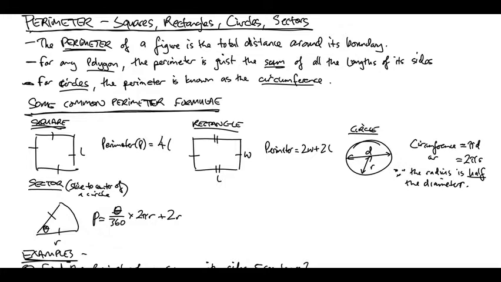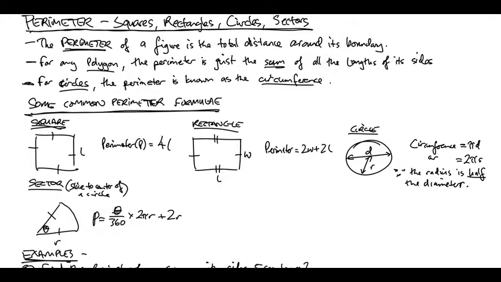So for any polygon, and a polygon is any shape with straight edges, the perimeter is just the sum of all the lengths of its sides, because those sides are all straight. The only time you have to think about things differently is if you've got circles and/or curved edges. And just keep in mind that the perimeter of a circle is known as the circumference. Okay, so let's get into it.